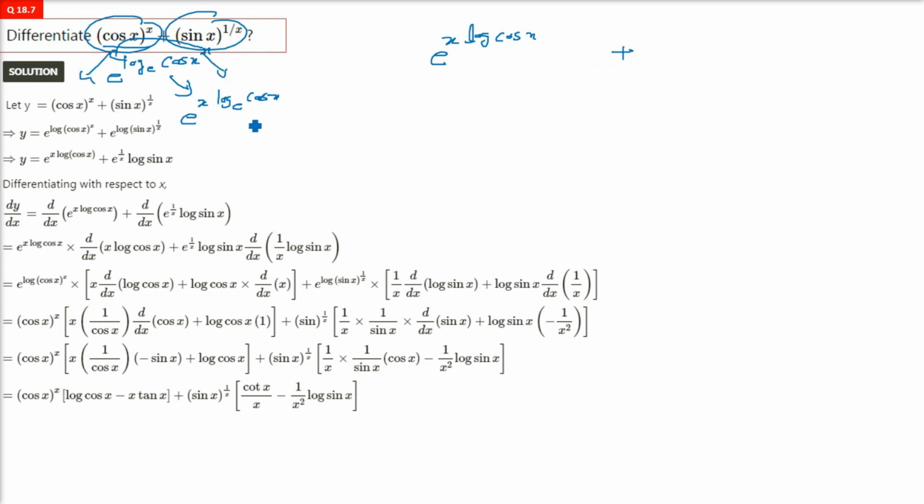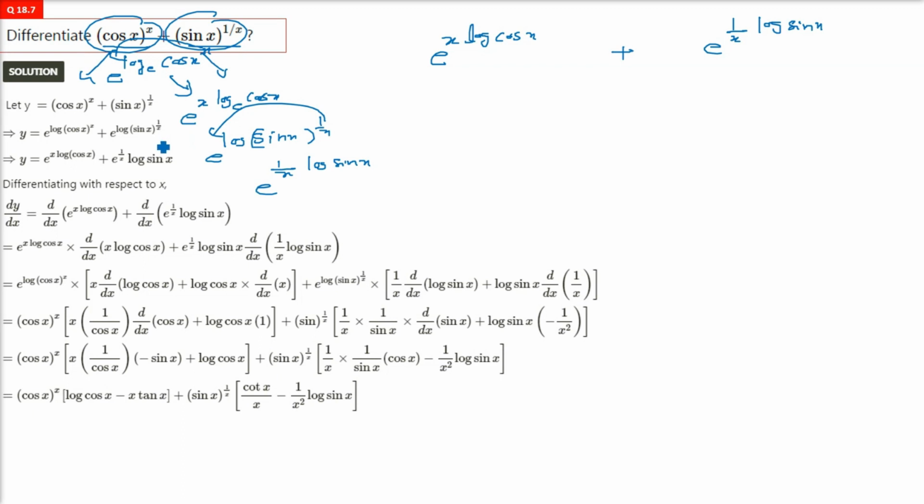U and v you can take, or you can use the power of e to the power log. That is the utility of e to the power log. So e to the power log sin x into 1 to the power of 1 by x also we can write. So what I am trying to suggest here is e to the power log always you can write. Now this is 1 only. So after that you can write sin x to the power 1 by x. So e to the power 1 by x comes in front, log sin x it will be. So we have two terms, e to the power x log cos x and e to the power 1 by x log sin x. So what is the utility?